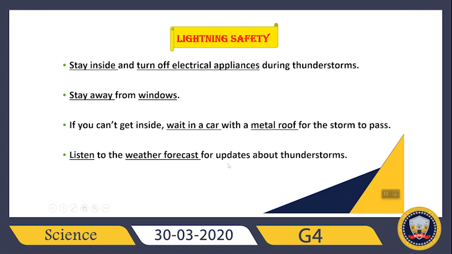Updates means what's going to happen after a while, for how long it will stay, for how many hours, for how many minutes. So we have to know the updates of the thunderstorms through the weather forecast, from the radio or television. And we have to make a plan in case the thunderstorm develops, in case it takes more time. We have to make a plan for what we are going to do in that case.